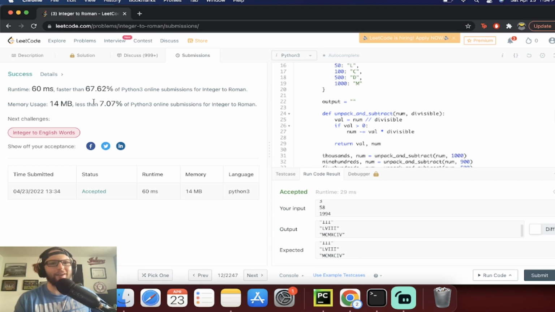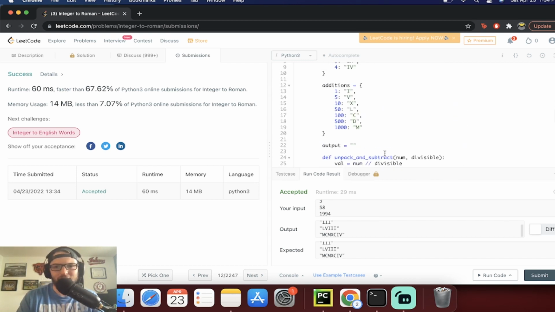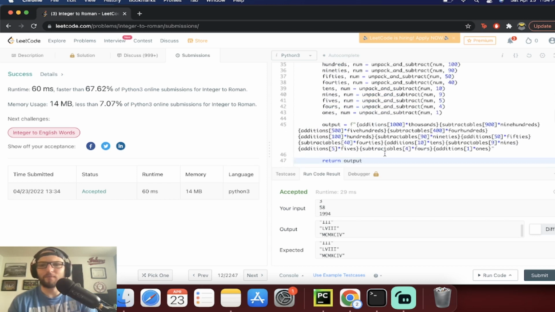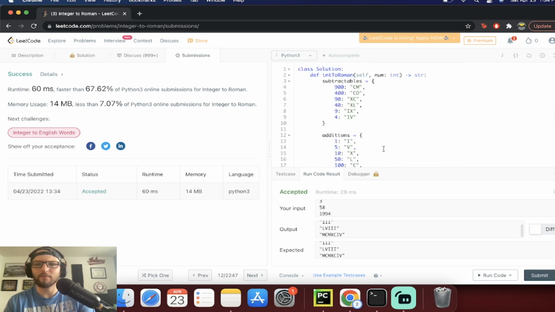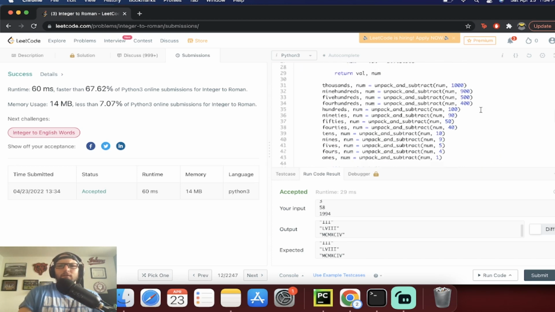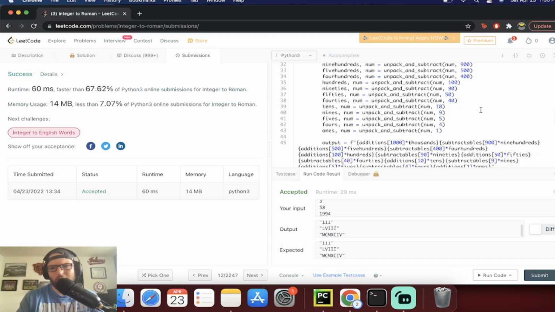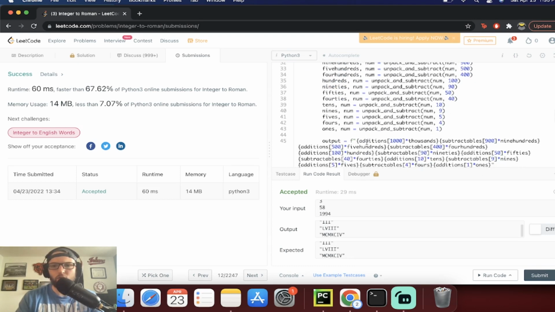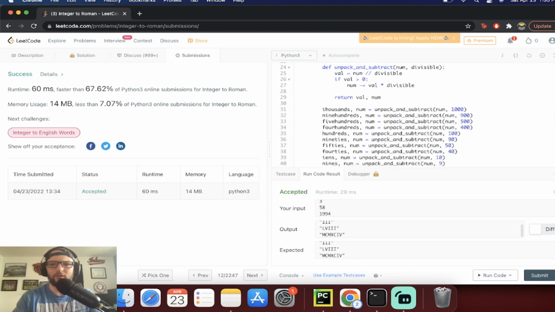So our memory allocation is pretty bad. It's 7.07%. It is relatively quick though. So let's go ahead and see if there's any ways of optimizing this. I would think that instead of storing these in the additions, we could literally just go like, where's the 1000? 1000 would be M.